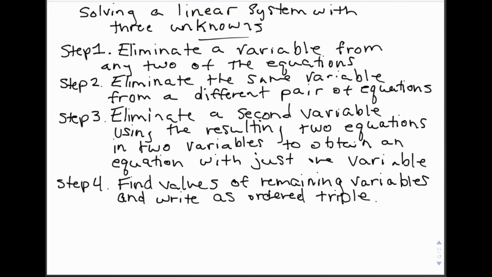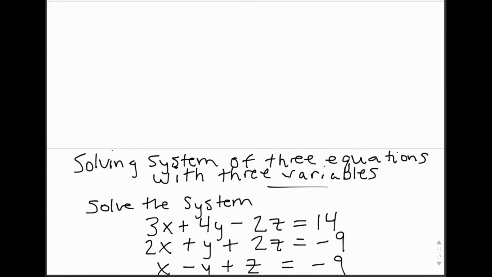So, solving a linear system with 3 unknowns. Step number 1, eliminate a variable from any 2 of the equations. Step number 2, eliminate the same variable from a different pair of equations. Step 3, eliminate a second variable using the resulting 2 equations and 2 variables to obtain an equation with just 1 variable. And then finally, we find the values of the remaining variables and write them as an ordered triple. So let's look at an example here.